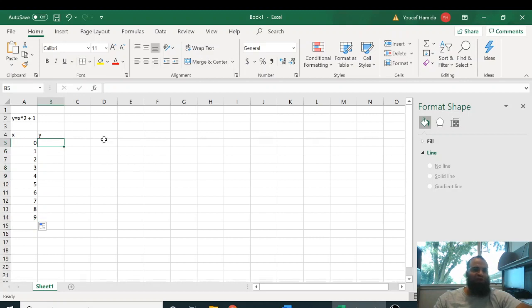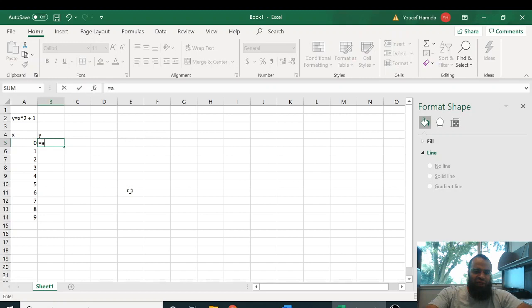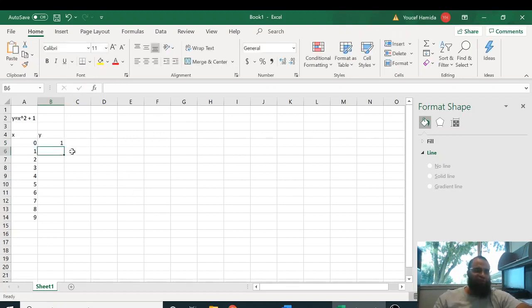In here, y is equal to x squared plus 1. So I put equal. Where is x? X is on the column here, column A. So the first one is at A5. This cell here is A5. So equals A5, that's the x currently, to the power 2, because I want x squared, and then plus 1. And I could hit enter. So it says 0 squared plus 1 is 1.